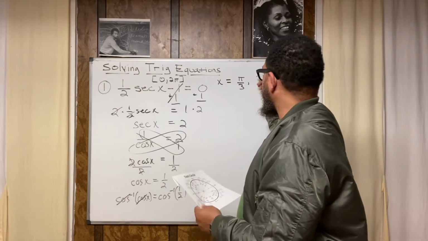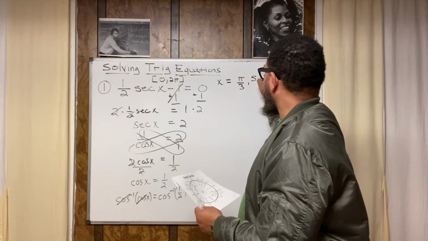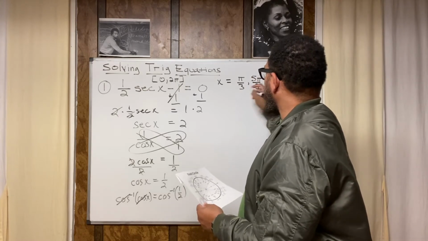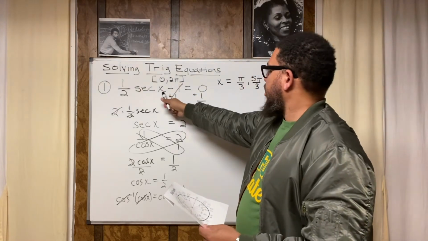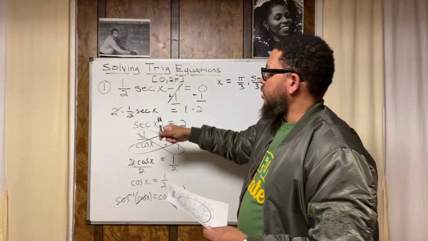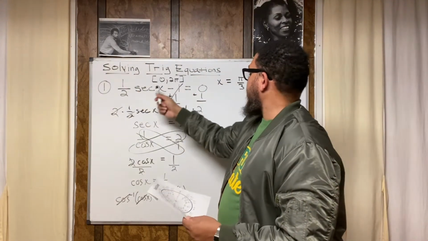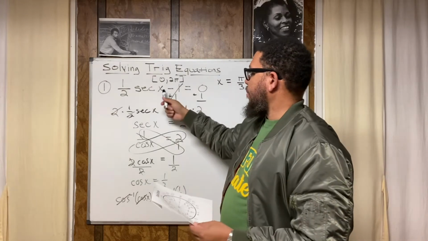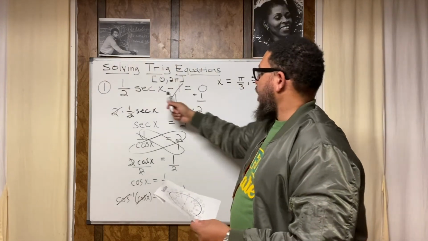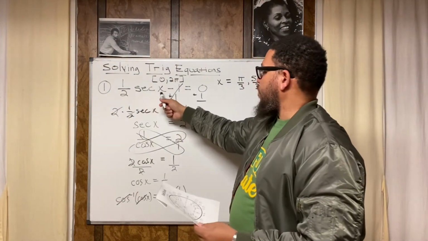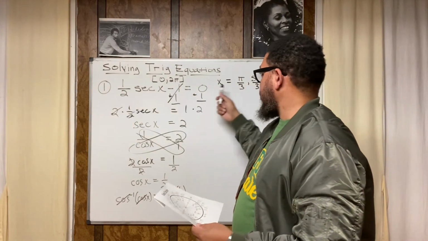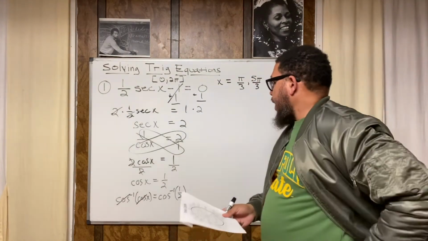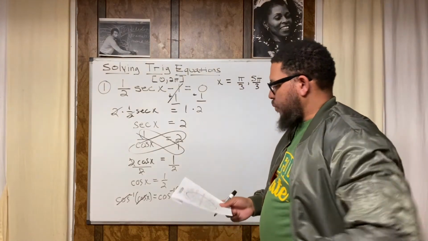So these are going to be my two values, my two solutions for this. So this actually has two solutions. So that means that 1/2 times the secant of pi over 3 minus 1 is equal to 0. And 1/2 times the secant of 5 pi over 3 minus 1 is also equal to 0. All right. And we could also check our work. I mean, we could prove it, right?